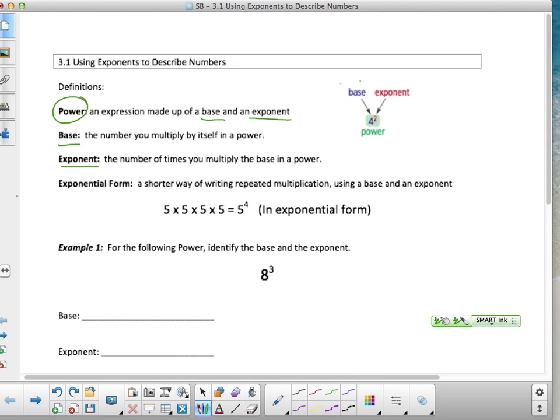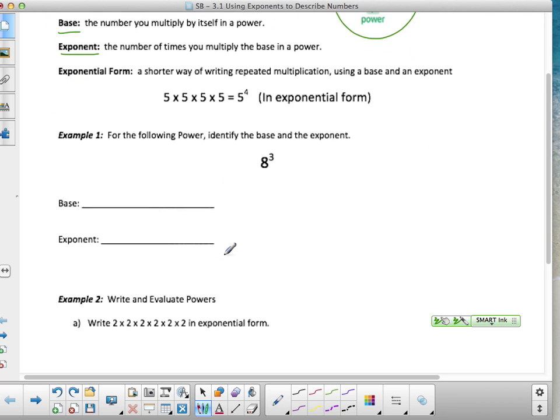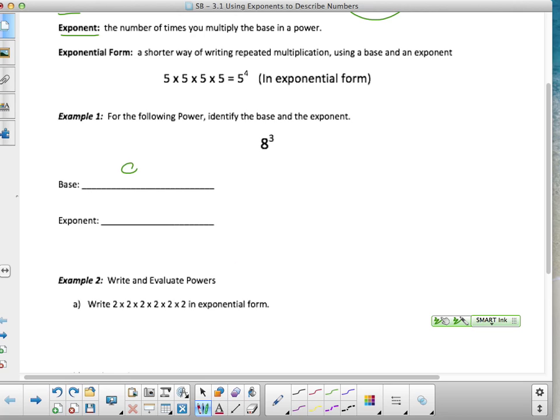So if you look over to your right-hand side, this whole entire component here is called the power. And that power contains a base of 4 and an exponent of 2. Exponential form is basically a shorter way of writing multiplication using a base and an exponent. So here I have 5 times 5 times 5 times 5. Instead, to simplify that, I can do 5 to the 4th power, 5 being my base and the 4 being my exponent. So if you look at the first example here, 8 to the 3rd power, 8 is going to be my base, my exponent is 3.